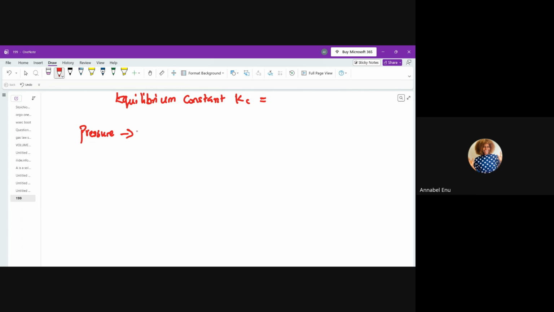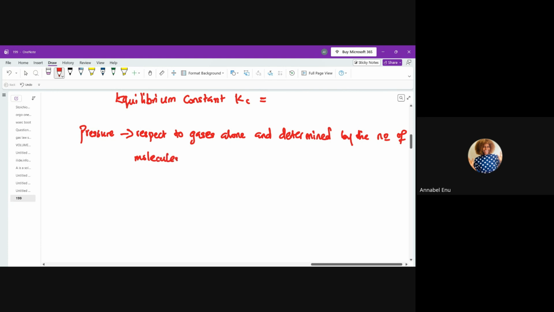So it should be looked at in respect to gas particles only. How do you know they are gas particles? That G that you see by the side tells you that's a gas. In respect to gases alone, and determined by the number of molecules. Okay.